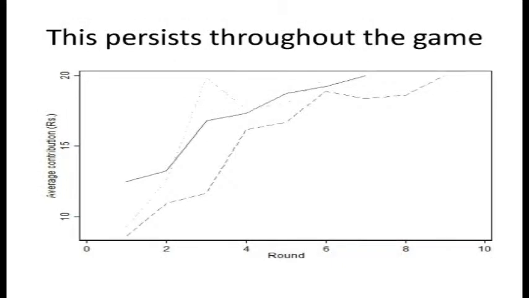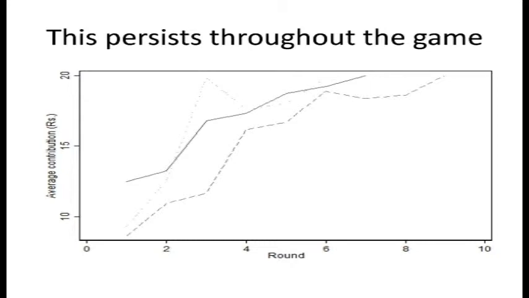If we look at the evolution over time, here we have the round number on the x-axis, and then we have the average contribution on the y-axis. We have the solid line representing Seva members. We have this line over here that barely can be seen. Those are non-members in Seva villages, and these are the control villages.